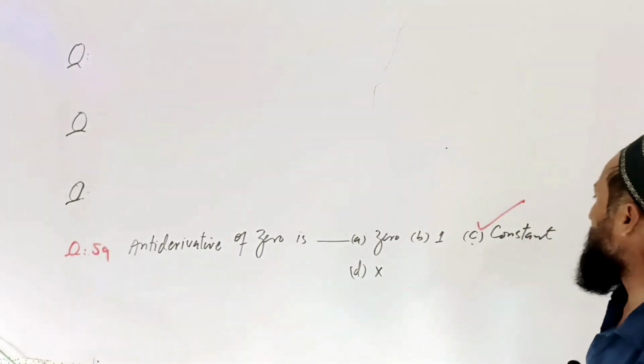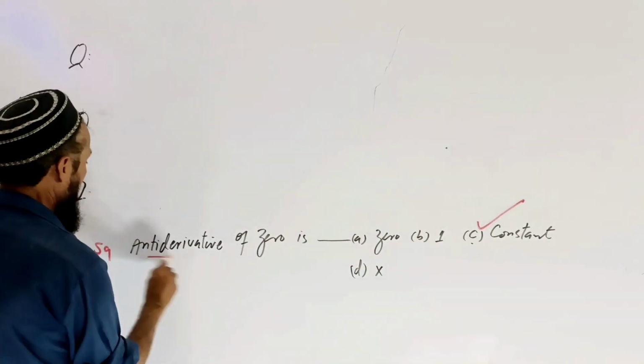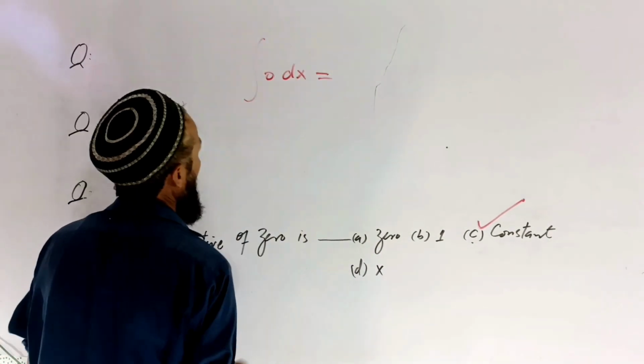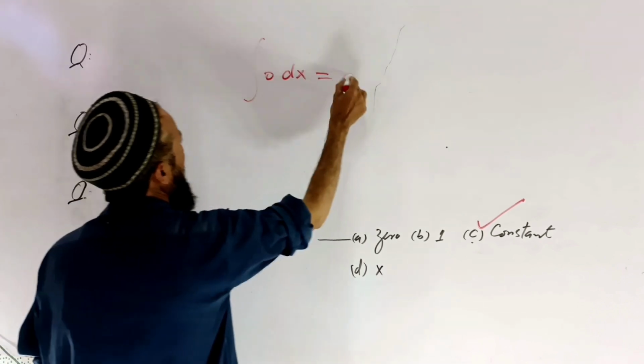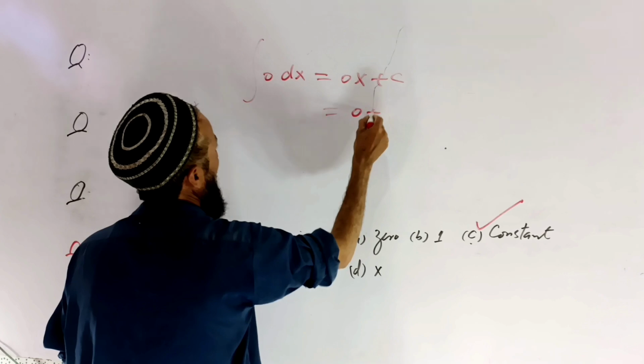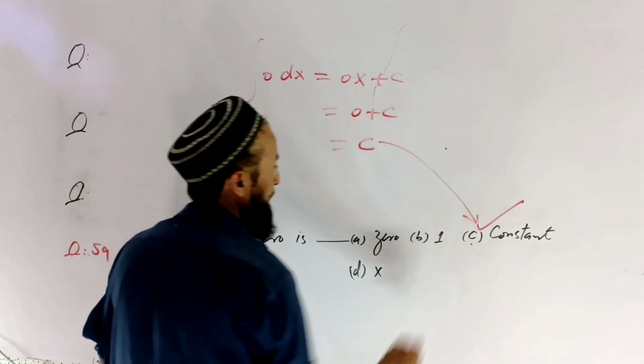0 is a constant value. Antiderivative means we are finding integration of 0 dx. So what is the result? So 0 is 0 x plus c. So 0 multiplied by x is 0, plus c is equal to c. So it is a constant value.